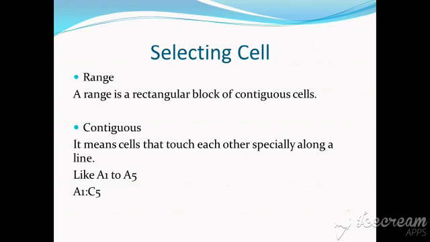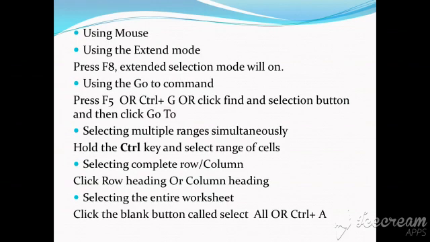So when I am going to select cells, as you know, we have different ways of selecting cells: using the mouse, using the extend mode, using the Go To command, and selecting multiple ranges of cells simultaneously. You can also select a complete row and column, or select the entire worksheet. These are the simple ways of selecting cells, as we have already done in our previous lesson as well. I'm just going to go through all of these selection modes.